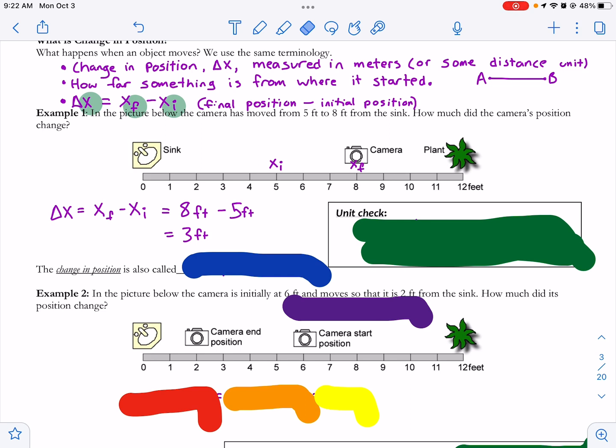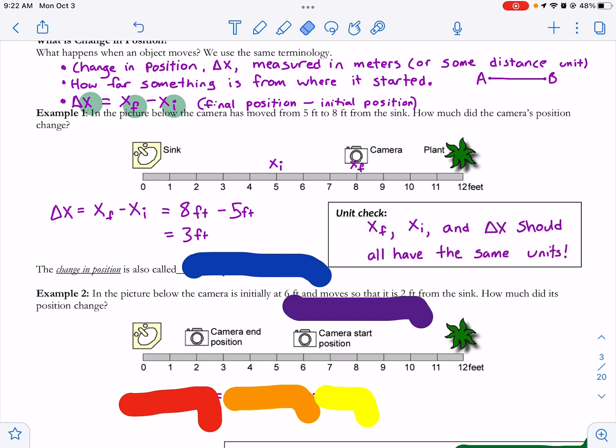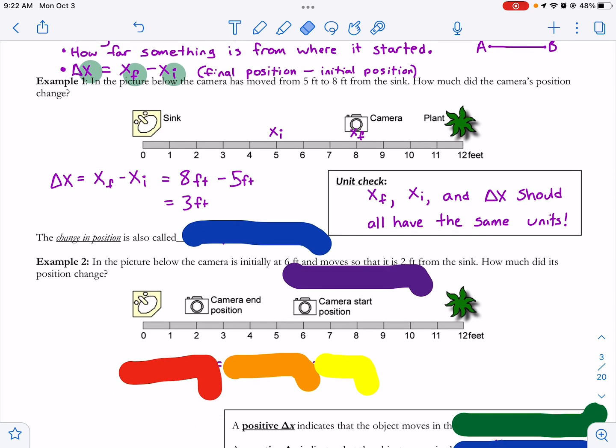So I need to check my units. All of those numbers, the final, the initial, and the change in position should have the same units. Do they? Feet, feet, feet, check. Okay, so my units have worked out here. Now, when we're talking about change in position, there's another word that we use to talk about this, and that is displacement. So if you hear the word displacement, it's the same thing. Displacement and change in position mean the same thing.